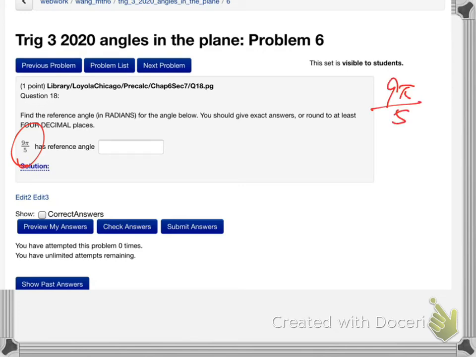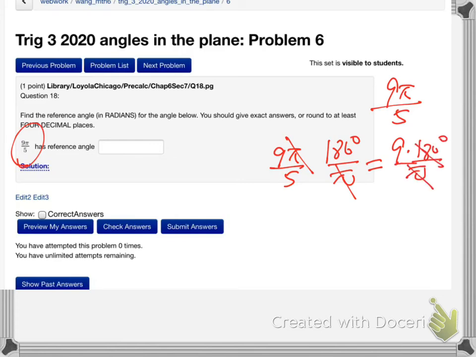If you're familiar with radian measure, you can use 9 pi over 5. Otherwise, you can use degree measure. Change this to degrees, so the pi is cancelled, and we get 9 times 180 divided by 5. 180 divided by 5 is 36, and 9 times 36 gives 324 degrees. So now you have to draw this angle.